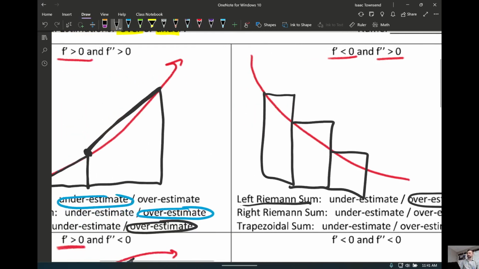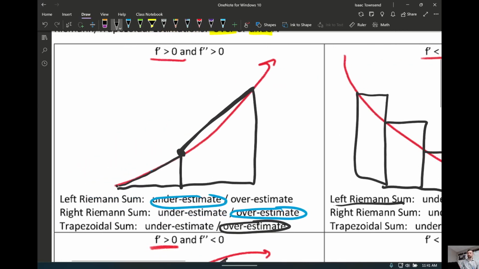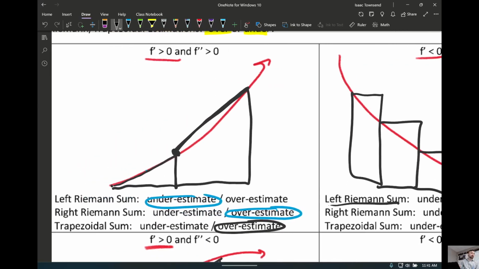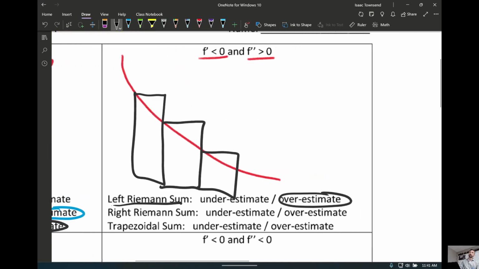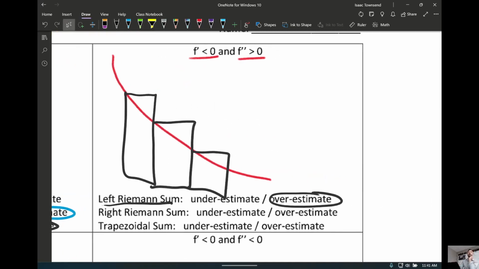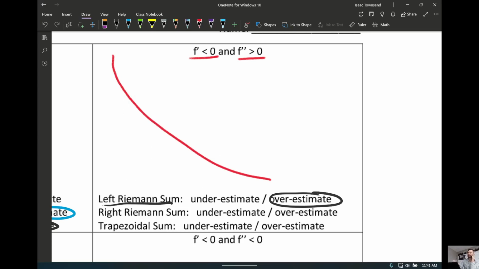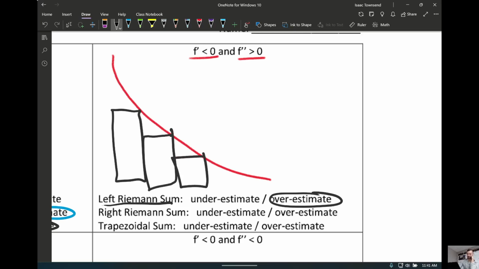Now notice, that is not the same as over here. Over here, left Riemann sum was an underestimate. It's not always going to be over or under, it depends on the function. Okay, right Riemann sum: we take a point on the function, take the right side of the rectangle, and draw to the left, right to left. Not enough area, not enough area, not enough area. This would be an underestimate.